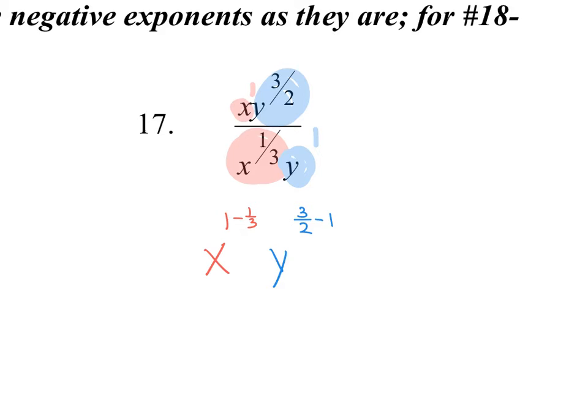And then just simplify. 1 minus 1/3 is 2/3. 3/2 minus 1 is 1/2. And that would be your simplified answer. And notice for that, positive exponents anyways.